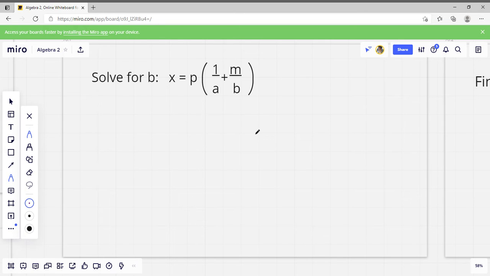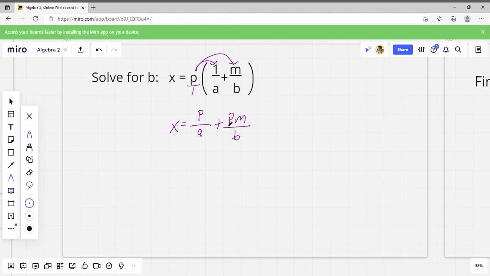The first thing we're going to do is multiply everything by p. So we got to rainbow that. So p times 1 would be p over a. So if we just put this over 1, then it makes more sense. And that would be pm over b. So x equals.